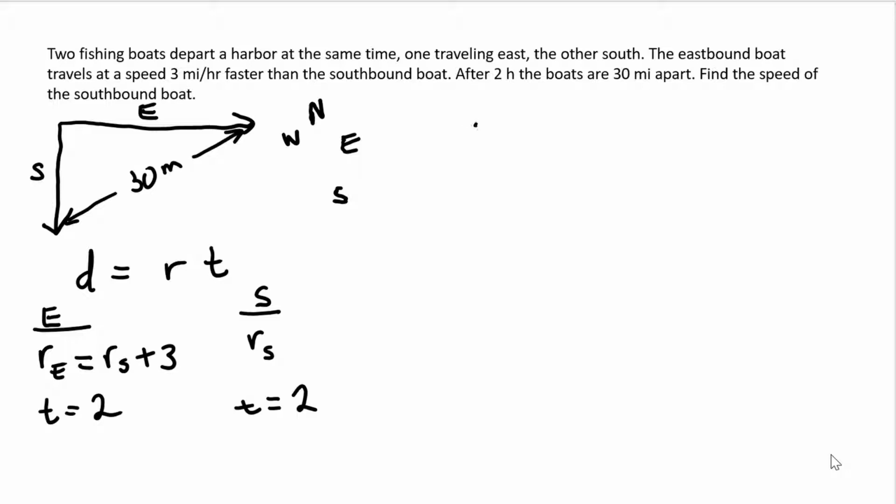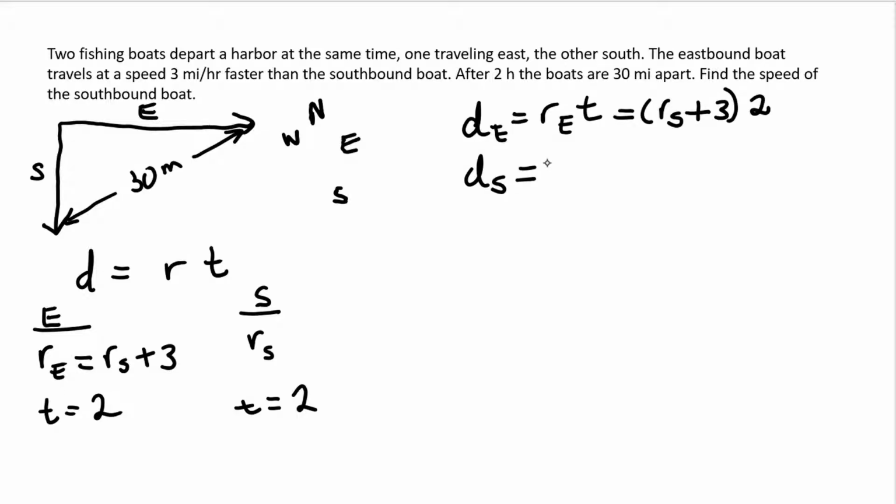So we know that the distance that the eastbound boat travels is going to be the rate of the eastbound boat times the time, which ends up being the rate of the southbound boat plus 3, times the time of 2 hours, and the distance of the southbound boat is the rate going south times the time, so RS times 2.